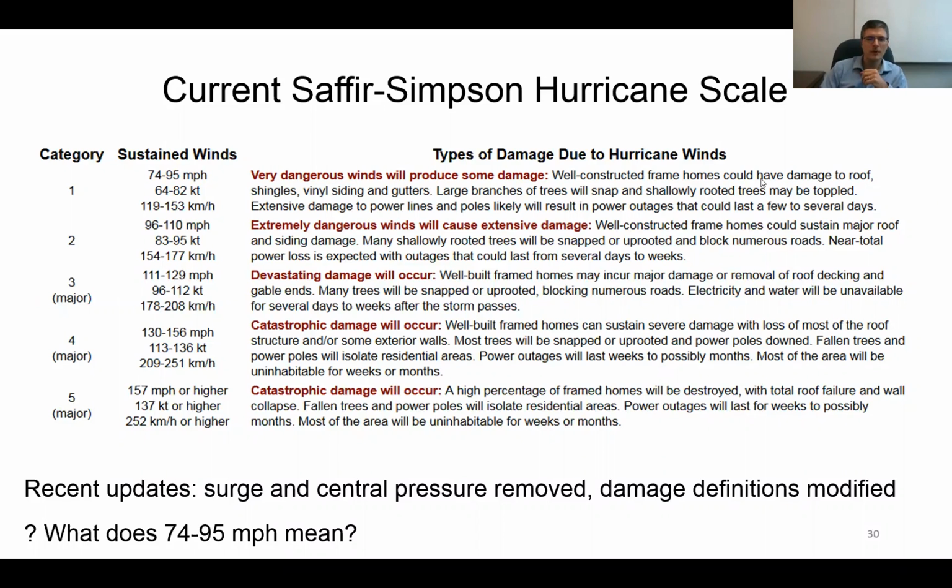I want to point out, if we look here at the category 1 defined as sustained winds of 74 to 95 miles per hour, what does 74 to 95 miles per hour mean specifically? There's a big frame of reference issue that beginners in the wind field have to grasp before they can make headway in making heads or tails of what these intensities mean. So I'm going to be dwelling on this frame of reference question quite a bit throughout the talk.